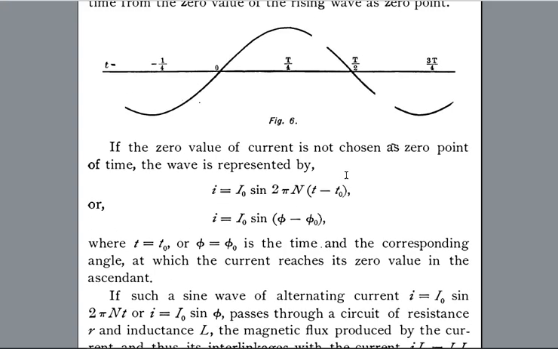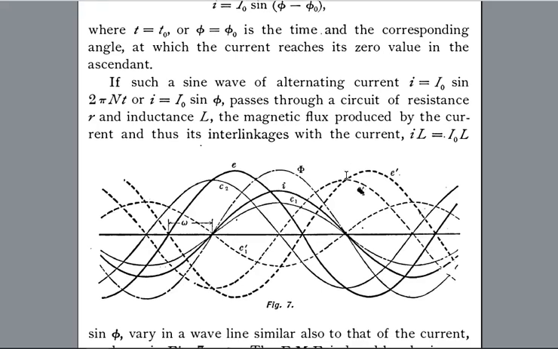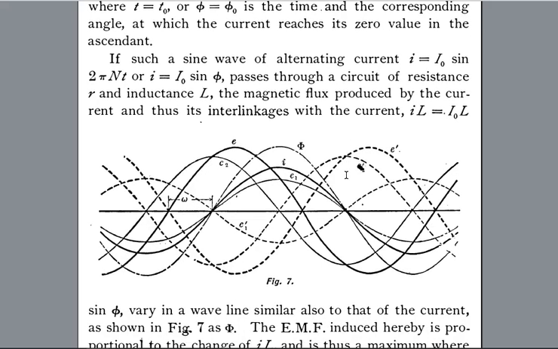If such a sine wave of alternating current, I = I₀ sin 2πnt, or I = I₀ sin φ, passes through a circuit of resistance R and inductance L, the magnetic flux produced by the current, and thus its interlinkages with the current, IL = I₀L sin φ, vary in a waveline similar also to that of the current, as shown in figure 7 as Φ.